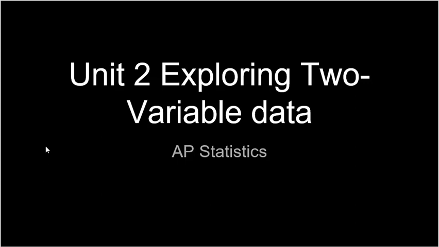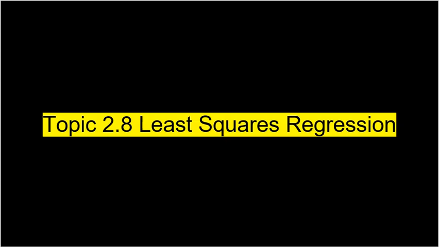All right, welcome to Unit 2, Exploring Two-Variable Data. This is an extension to Topic 2.8, Least Squares Regression. And what we're going to do in this video is look at a problem where we cover all the big ideas that we learned in 2.8 on least squares regression. All right, so here we go.